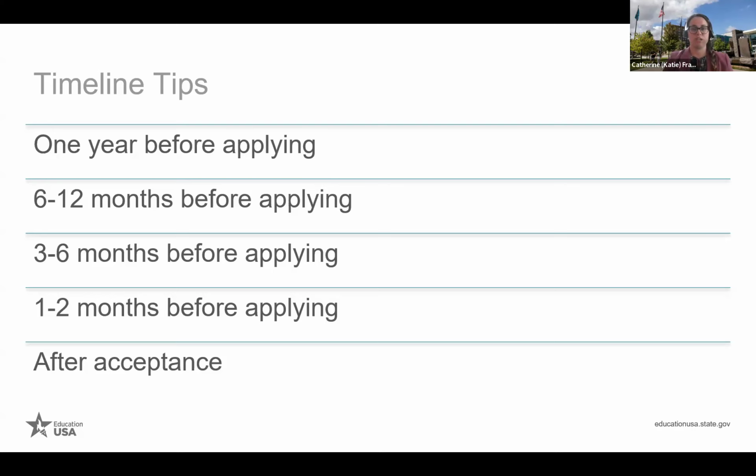And then after acceptance, even though you've been accepted, you can still reach out and you still should be reaching out to figure out visa regulations and housing. And for graduate students, reaching out to faculty and finding out if there are any potential advisors or research departments or student organizations they should be aware of.